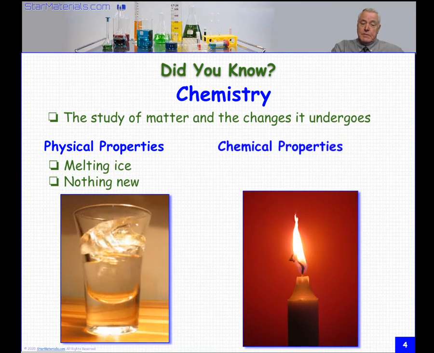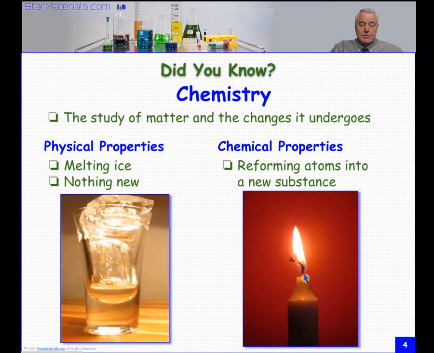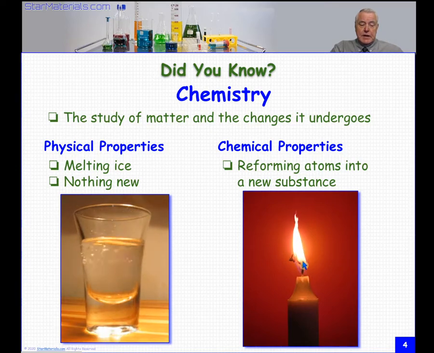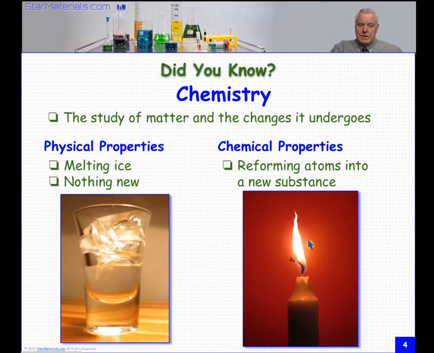Chemical properties. Reforming atoms into a new substance. When the wax melts, turns into a gas, and then the gas is ignited, different things are made. You can't get wax back out of this flame.